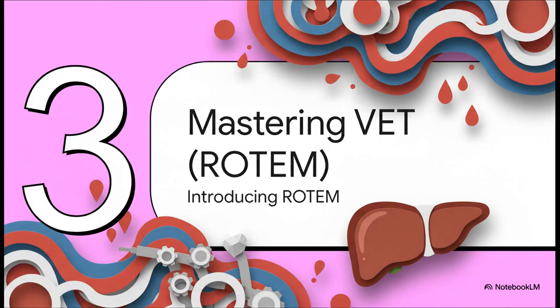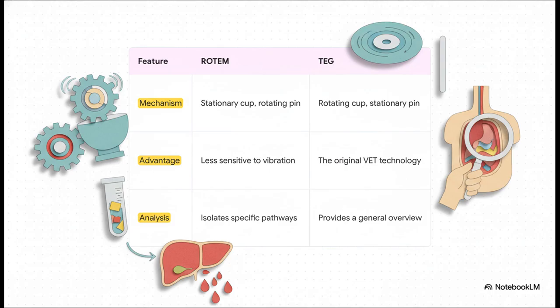So now that we've established we need a better tool, we can turn our focus to viscoelastic testing. We're going to get specific now and really concentrate on ROTEM, which stands for rotational thromboelastometry, and figure out how to master its interpretation. So ROTEM and TEG, they're the two big players. And fundamentally, they do the same job, but they get there in slightly different ways.